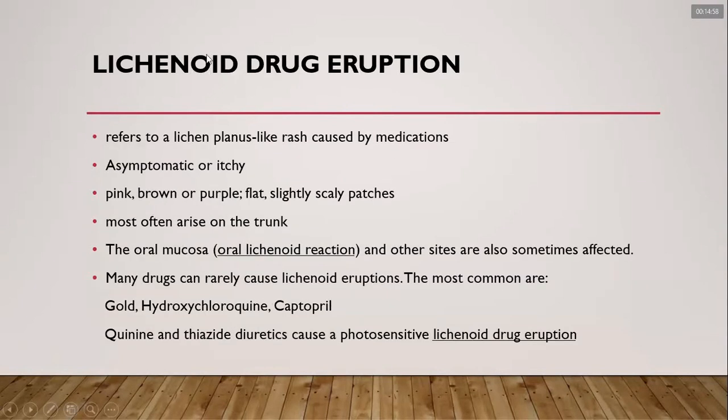The next condition is lichenoid drug eruption. It refers to a lichen planus-like rash caused by medications. They are generally asymptomatic or itchy. Sometimes the presentation is pink, brown, or purple, flat, slightly scaly patches, which mostly arise on the trunk. The oral mucosa and other sites are also sometimes affected.